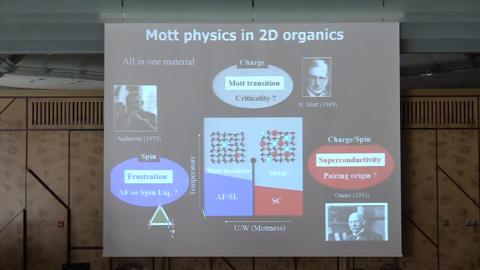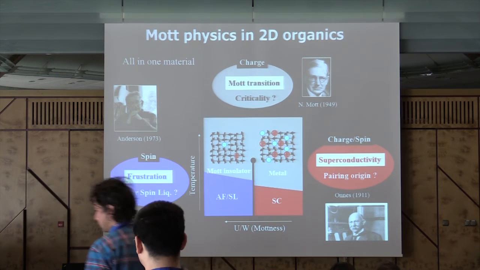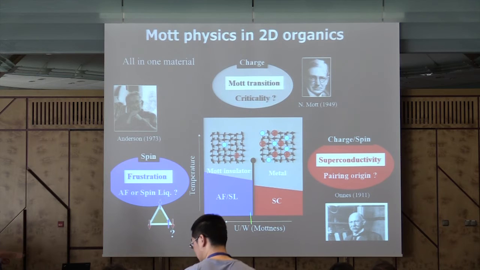Here the axes are temperature and U over W, and this is the Mott transition line. Mott transition itself is not accompanied by symmetry breaking. In that case, the transition should be of the first order or crossover. So in reality, the first order transition line is aligned along the vertical axis, and then it has a finite temperature critical point. And above that, everything is continuous, namely crossover. This is the experimental cartoon.